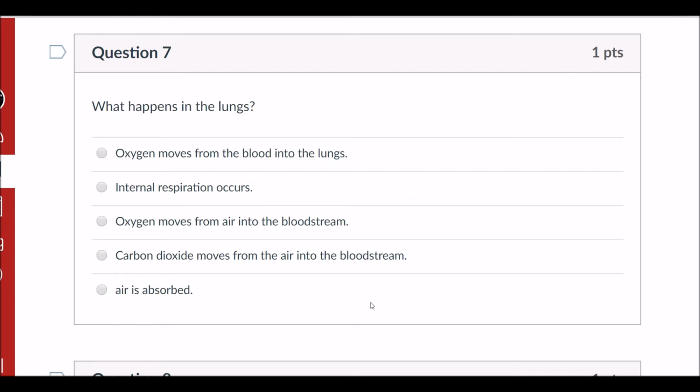7. What happens in the lungs? From air to blood, right? They almost got you here. Blood to lung, that's wrong. No, internal. Internal is at the cellular level, at the molecular level. External respiration is in the lungs. Carbon dioxide moves from the air into the, no, that's opposite.